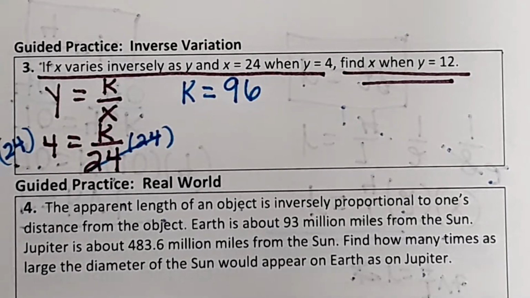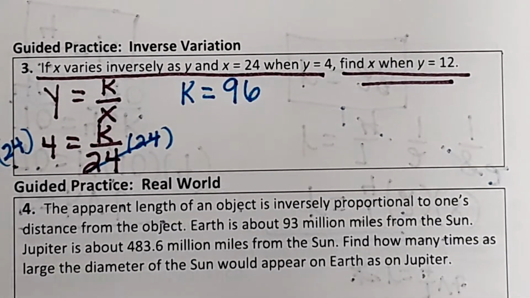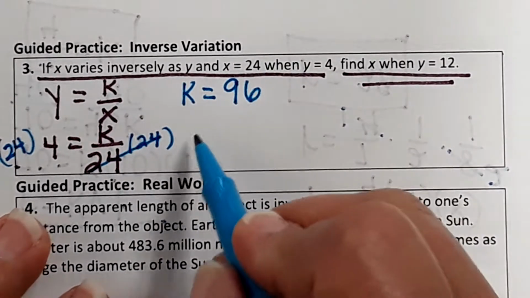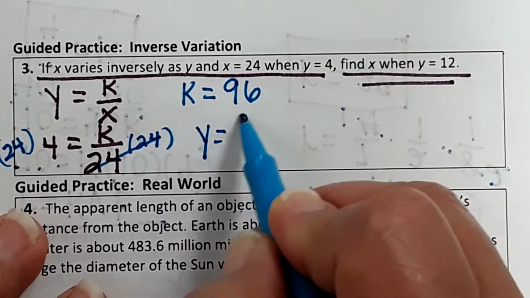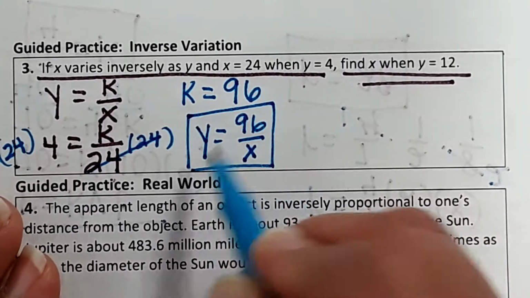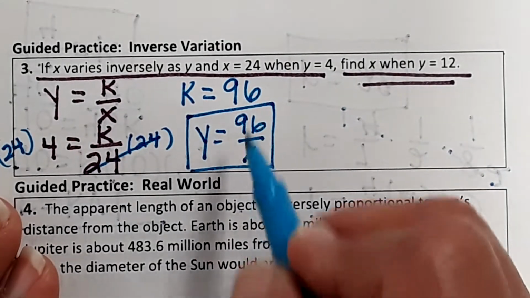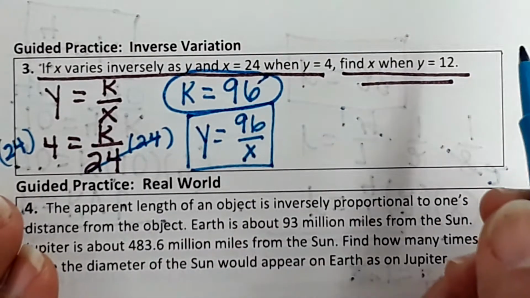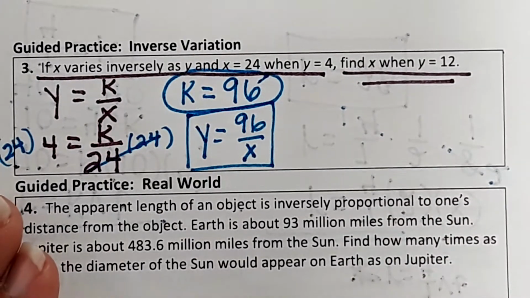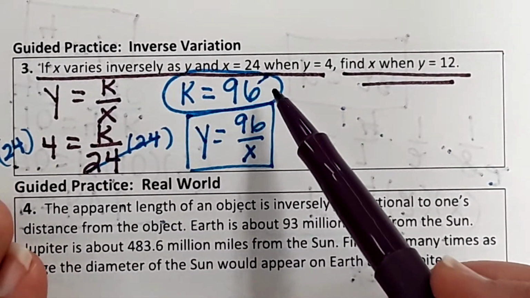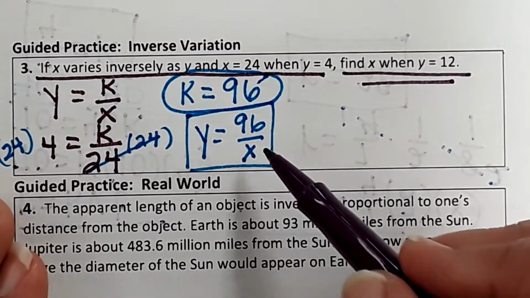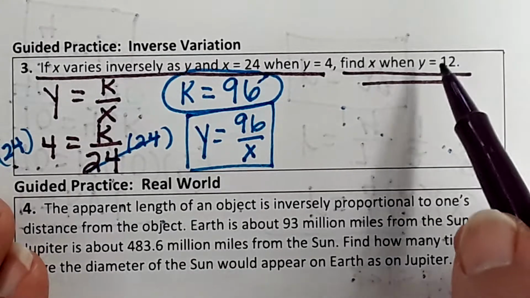So 96 in this problem is your constant of variation. If we were using this as slope, that would be our slope. Now, if we wanted to write our inverse variation equation, it would be y equals 96 over x. This is called our inverse variation equation. K is called our constant of variation. So again, we found k, we put that into our equation, and now we have our inverse variation equation. And now we're going to plug it in.